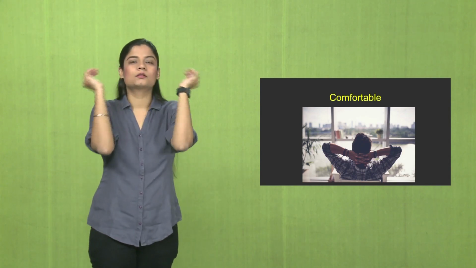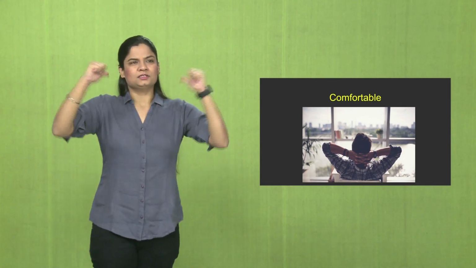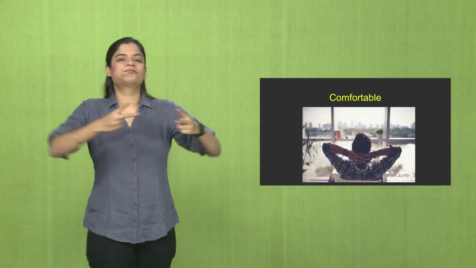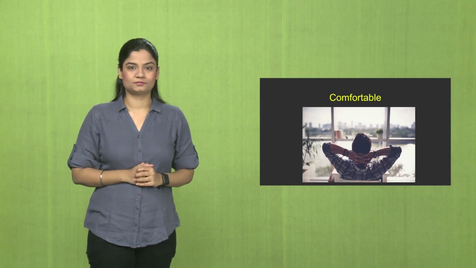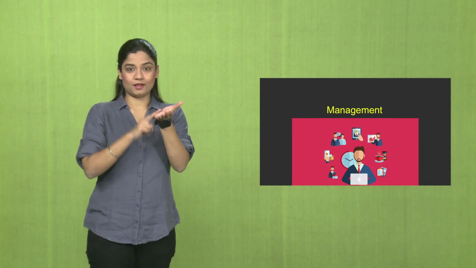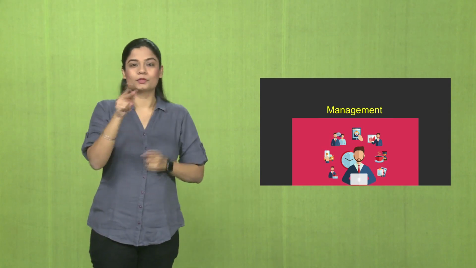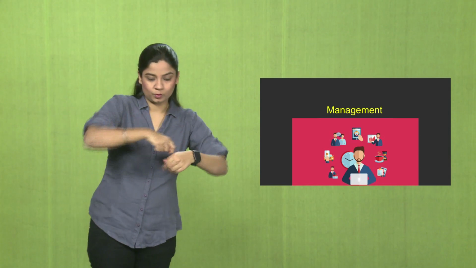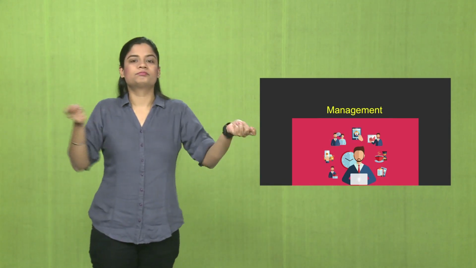Comfortable, providing physical ease or relaxation. For example, we are not comfortable on a wooden sofa, but we are very comfortable on a soft sofa. So, a relaxed place. Management, the process of dealing with and controlling things, like doing things on time, household work or office work. That's management.